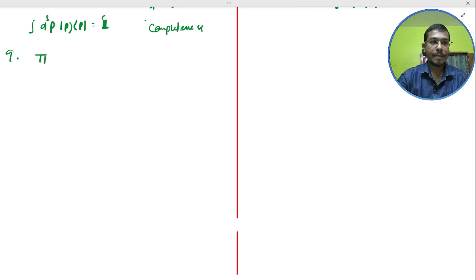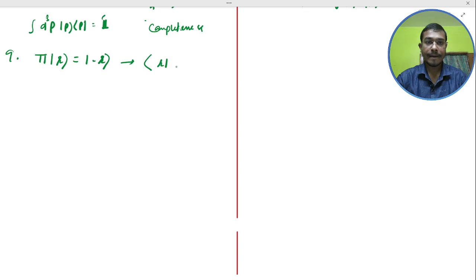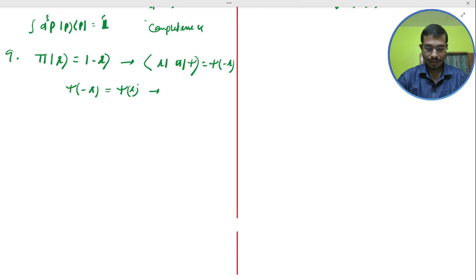Next, the parity operator. Simple. Π acting on |r⟩ is equal to |−r⟩. This is written in the form ⟨r|Π|ψ⟩ is equal to ψ(−r). Suppose ψ(−r) equals ψ(r). This is called the even parity, and the eigenvalue is plus 1 or minus 1, the parity eigenvalue. And when it becomes minus of ψ(r), it should be called the odd parity.